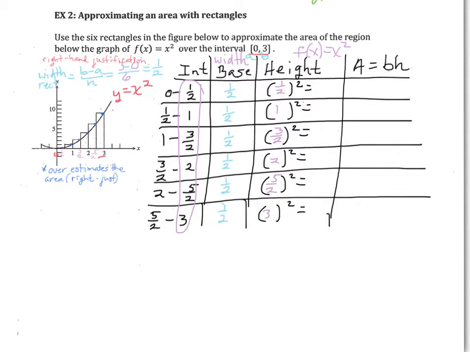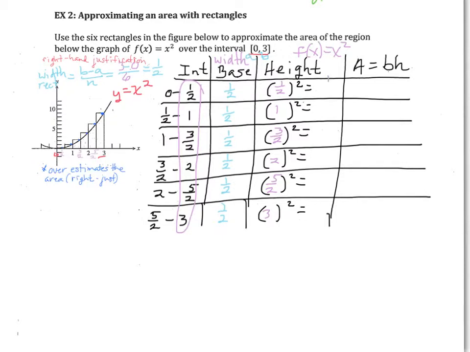So if we had left-hand justified rectangles, which we'll look at shortly, then you would be putting in the left side of the interval into here. Everything else would be the same. The only thing that changes is what number goes into the function. If we're doing right-hand justification, the right-hand part of the interval goes in the function. Left-hand, the left-hand part of the interval goes in the function. And so now all that's left is to figure out what our values are.